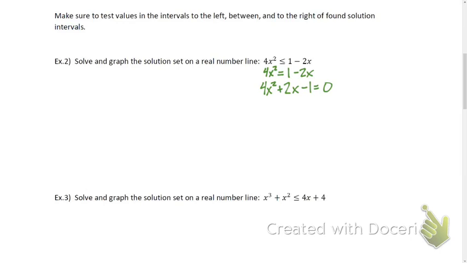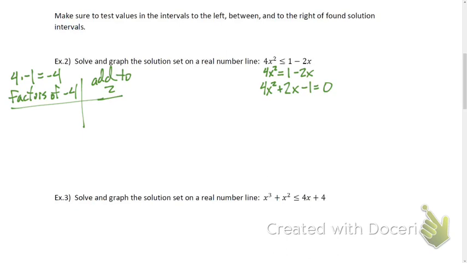And let's try and factor it. So I go front number times last. I need factors of that. And they got to add to the middle number, which is a 2. And factors of -4, we could do like -4 and 1, -2 and 2. None of them add to 2. So this is not factorable.